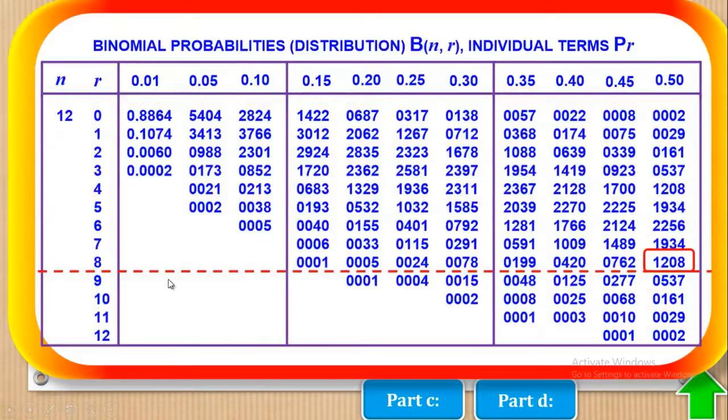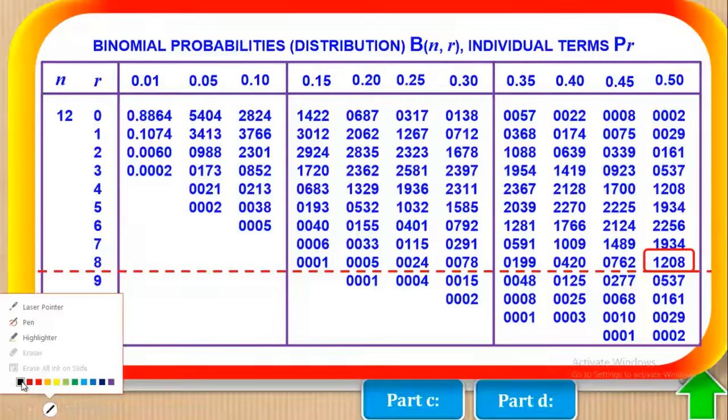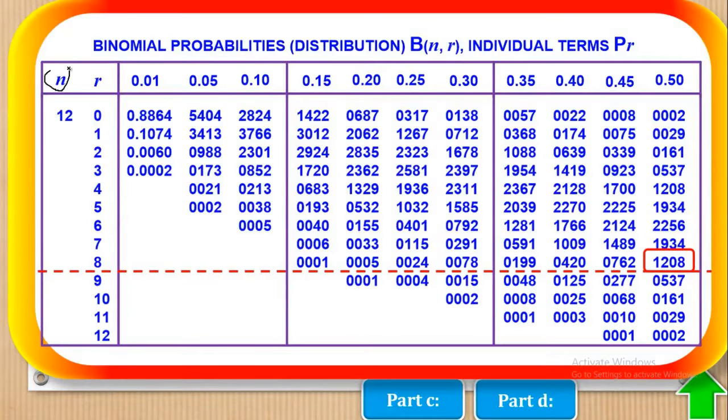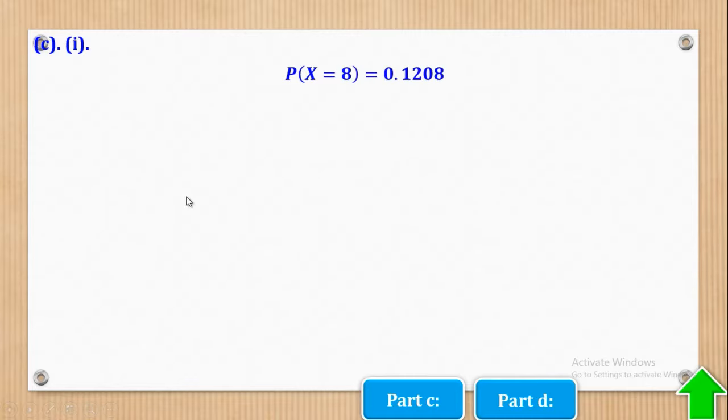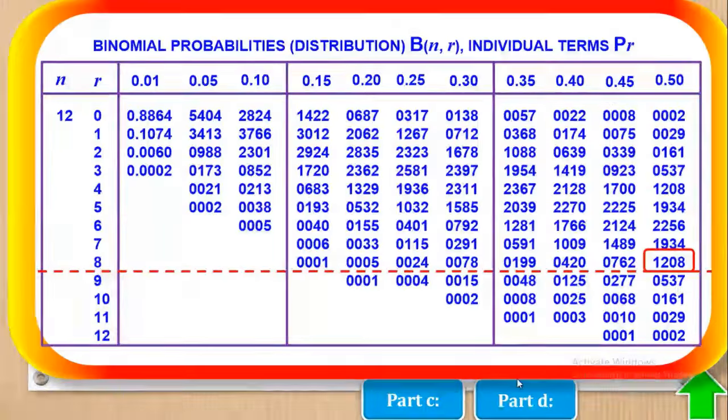So we shall come here and look for that probability. So n is 12, then r is 8, and p is 0.5. So the intersection is this, which is 0.1208. Therefore, we shall come here and say that the required probability is 0.1208, as we have got it here.